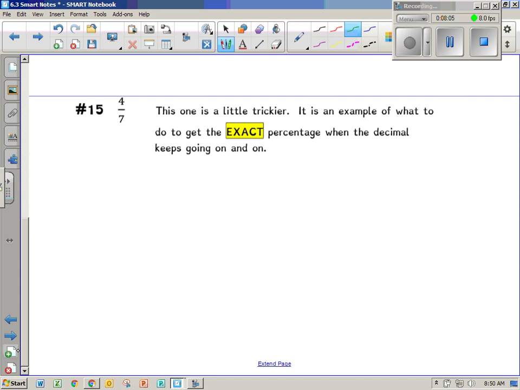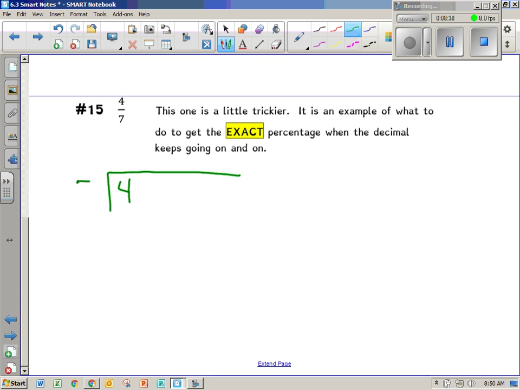So this one is a little trickier. These are going to take more time than some of the others. It's just like the last one in that I do long division, but this is going to show you what to do when you're converting to a percentage, and it looks like it's just going to keep going on and on and on. So whenever your denominator is things like 7 and 11, if it doesn't go evenly, it gives you some really pretty ugly stuff. So you can kind of learn to start to expect that.